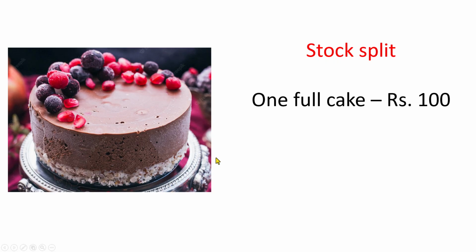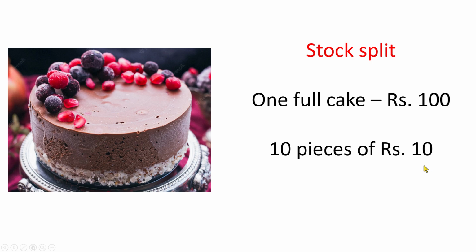Now, after waiting for some time, the shopkeeper cuts the cake into 10 pieces. He cuts the cake into 10 pieces, and then he prices each piece at 10 rupees. So one full cake of 100 rupees is split into 10 pieces of 10 rupees. 10 rupees each. So 10 multiplied by 10 is 100.